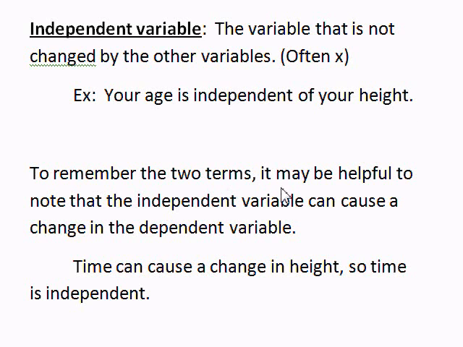To remember the two terms, it may be helpful to note that the independent variable can cause a change in the dependent variable, but it cannot go backwards. So your independent variable usually causes a change on the dependent. For example, time can cause a change in height, so time is independent.